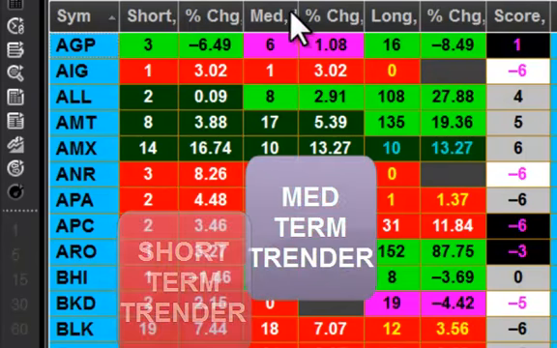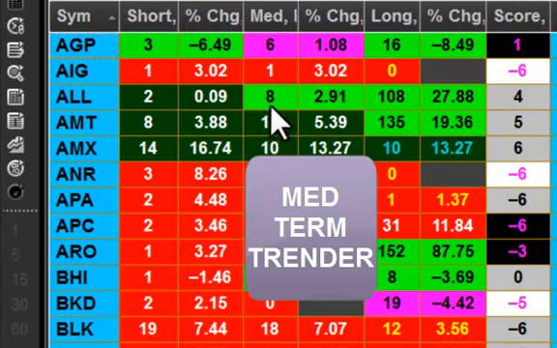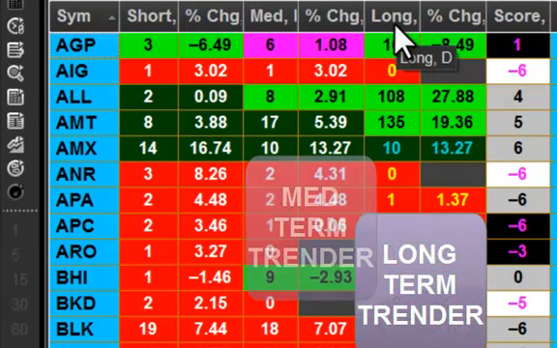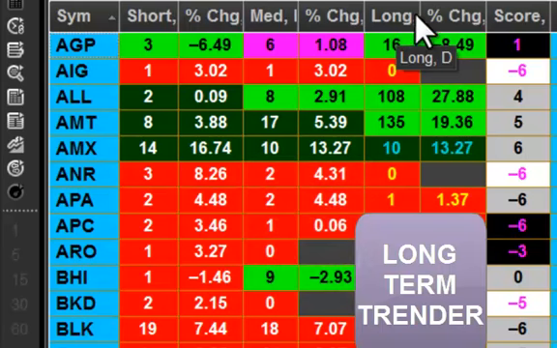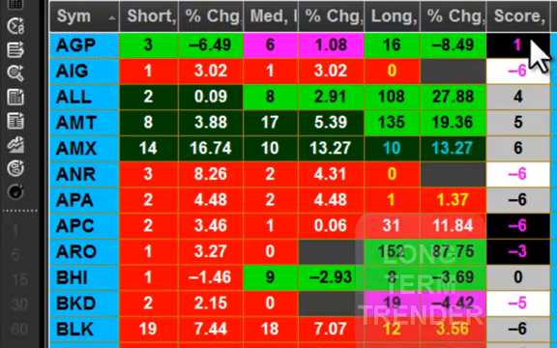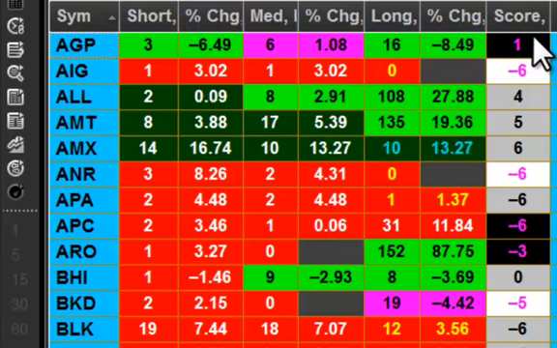The third column shows you how many bars ago the medium-term trender flipped, followed by a column which shows you how much the price has changed since the medium-term trender flipped. The next column shows you how many bars ago the long-term trender flipped, and that is followed by another column which shows you how much the price has changed since that long-term trender flip. And then there's another column called score, and I will tell you in a minute how we calculate the score.